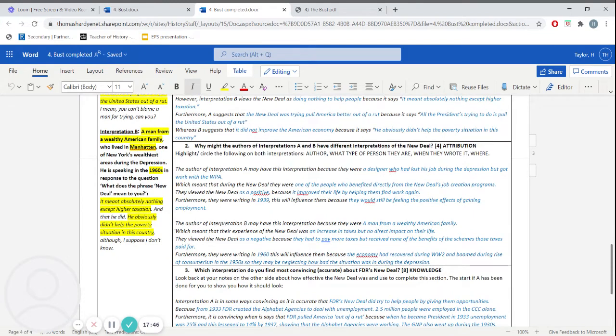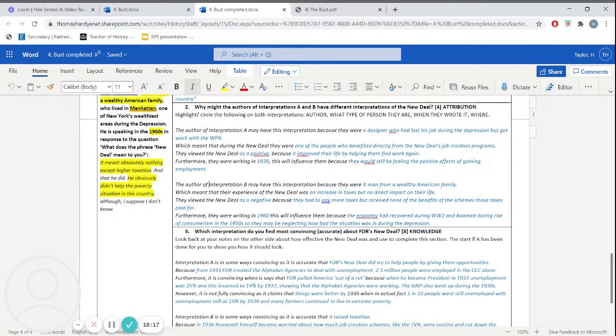And then for interpretation B, I've done essentially the same thing. So unlike interpretation A, interpretation B is written by a man from a wealthy American family, which meant that their experience of the New Deal was an increase in taxes, but no direct impact on their life. Because if they're already wealthy, the New Deal programs didn't do as much to help them because they didn't need a job. They were doing okay. So for them, the main difference in their life was an increase in taxes. They viewed the New Deal as a negative because they had to pay more taxes but received none of the benefits of the schemes those taxes paid for.